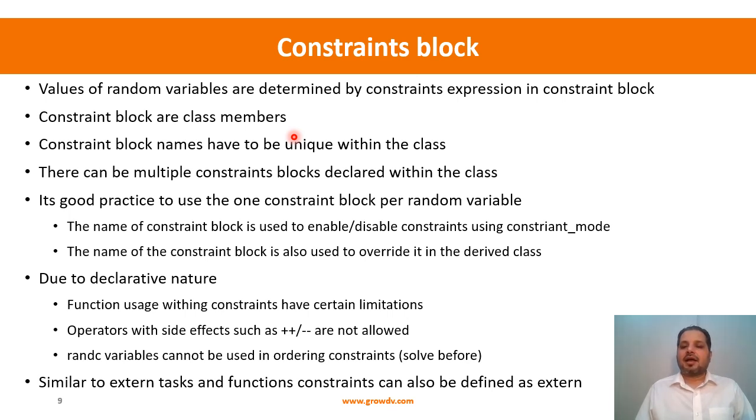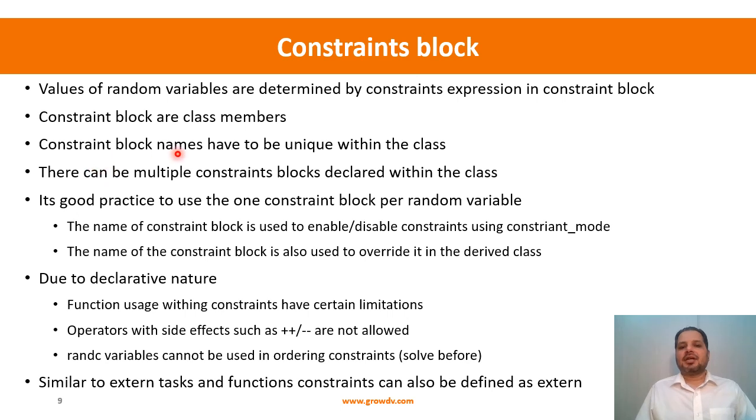So I can take an object of a class and say the object name dot the name of the constraint block. And you may ask, what is the use of doing that? The use, we will come to it. Actually, we can turn on or off a constraint using a constraint mode construct associated with the constraint block. We will look at that, but they are members of the class.